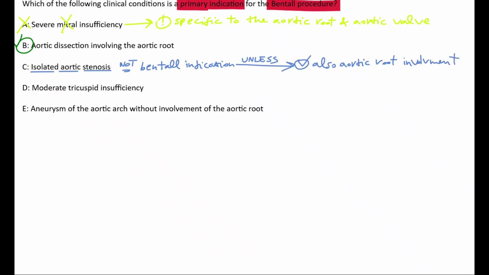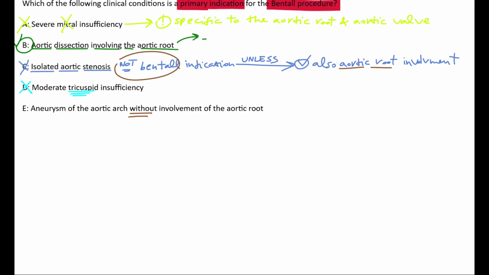D. Moderate tricuspid insufficiency. Well, this concerns the tricuspid valve, not the aortic root nor the aortic valve. So it is not an indication for the Bentall procedure. Lastly, E. Aneurysm of the aortic arch without involvement of the aortic root. Well, of course, this type of aneurysm may require surgery, but again, not the Bentall procedure, which is specific to the aortic root and the aortic valve. Therefore, the correct answer is B. Aortic dissection involving the aortic root.